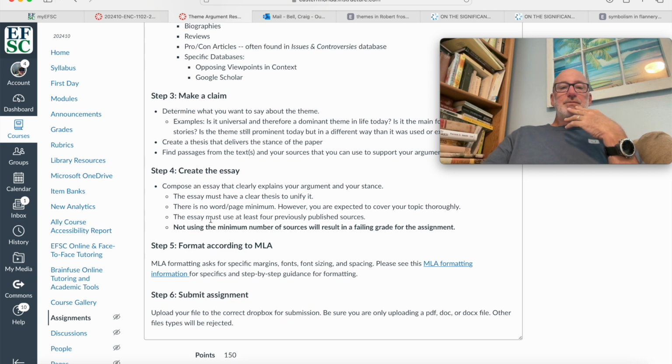The essay must use at least 4 previously published sources. So you've researched them, and now you have 4 of them, as well as the document. Not using the minimum number of sources will result in a failing grade for the assignment. Please read that. The essay must use at least 4 previously published sources.